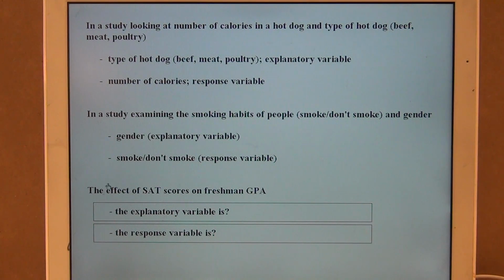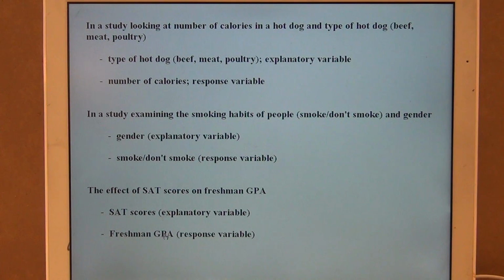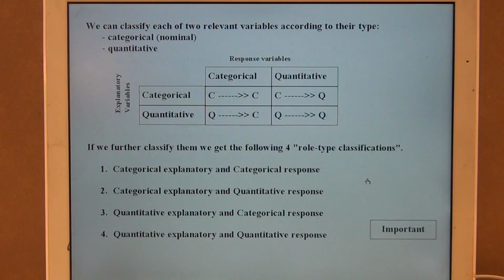How about the effects of the Scholastic Aptitude Test scores on college freshmen's GPA? What's the explanatory? Which variable will explain and which will be in response? Well, let's look. SAT scores would be the explanatory variable, and the response variable would be freshman GPA. The freshman's GPA scores will be in response to their SAT scores. Okay, let's go a little further here now.